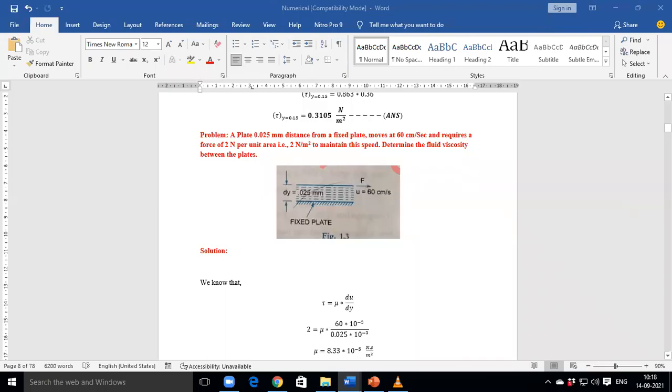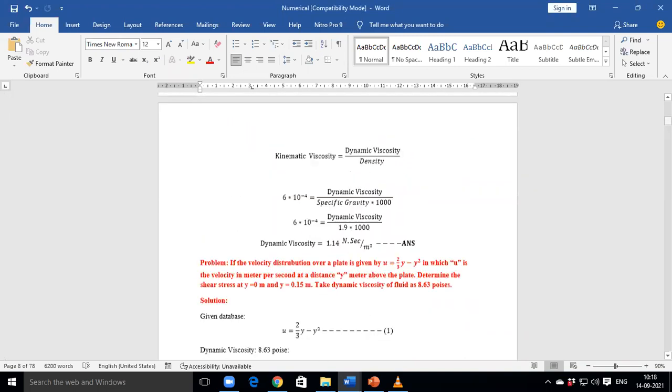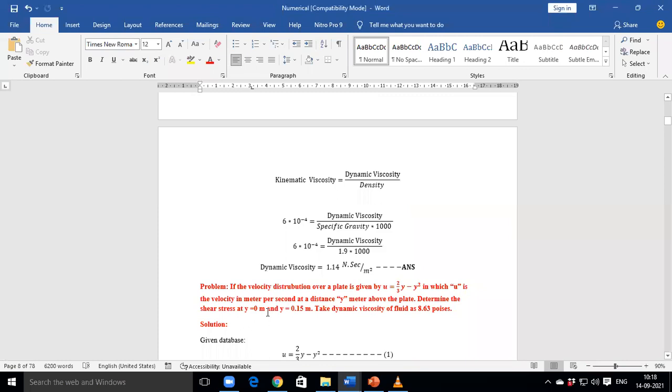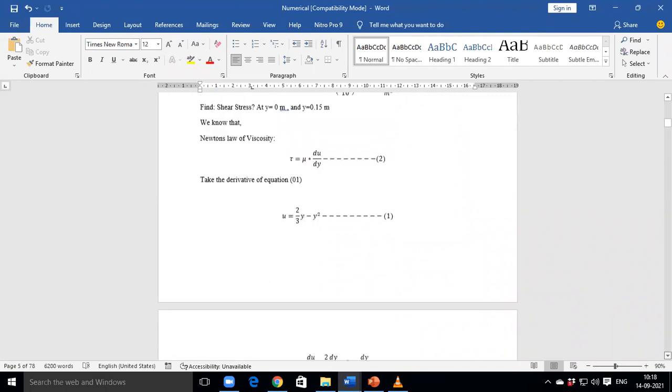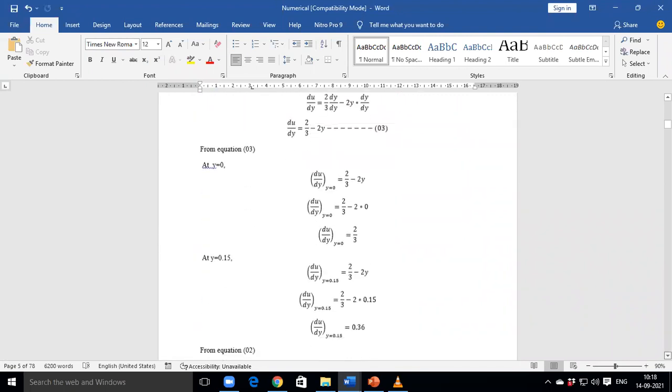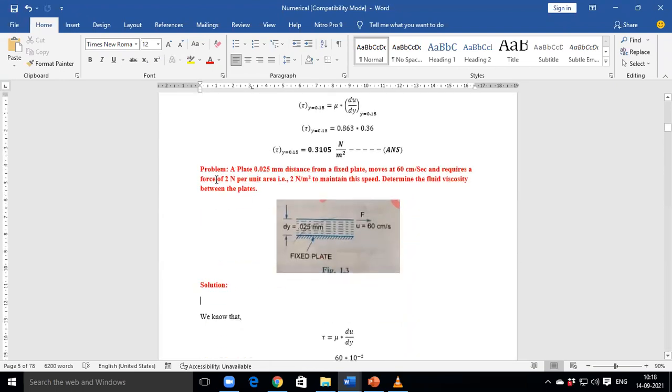In the last lecture, we discussed the numerical related to the viscosity determined from the velocity distribution equation, and also determined the velocity gradient. The alternative name for the velocity gradient is the velocity distribution.